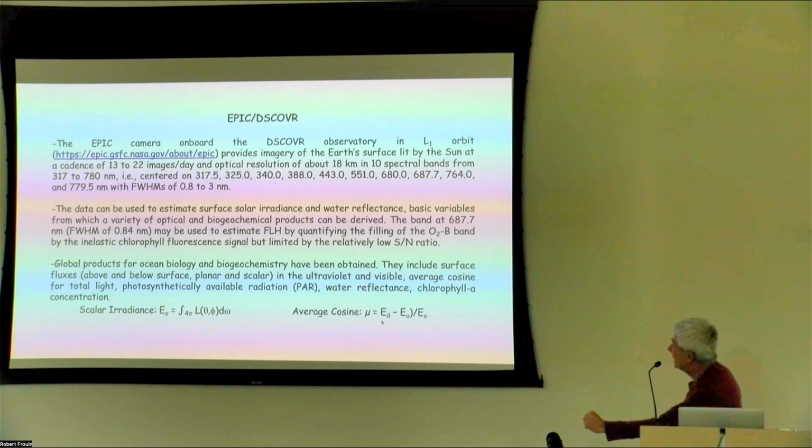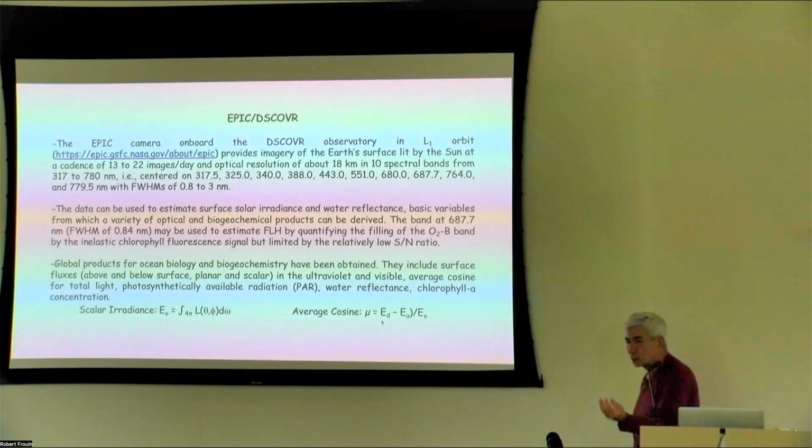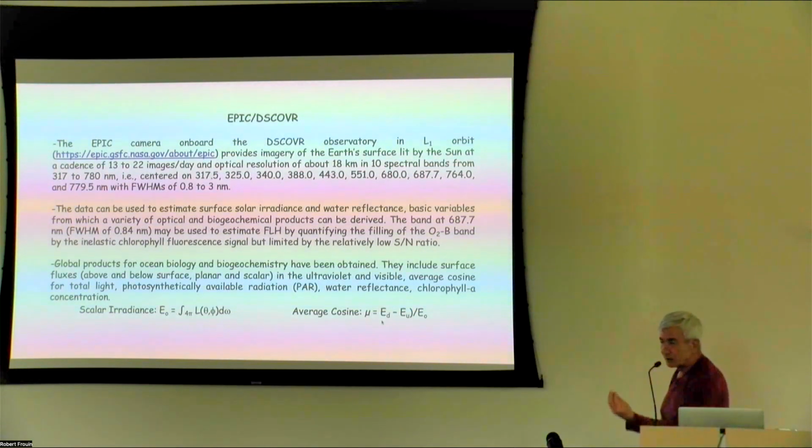And there's also a band at 687 nanometers, very narrow, which in principle could be used to estimate the fluorescence line height by quantifying the filling of the oxygen B band. The band is centered on this oxygen B band, filled by the inelastic signal of fluorescence. You see how it works because of the oxygen absorption.